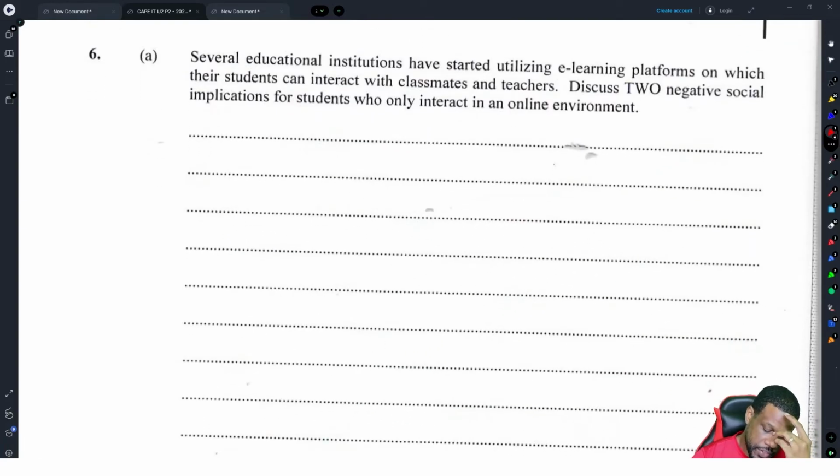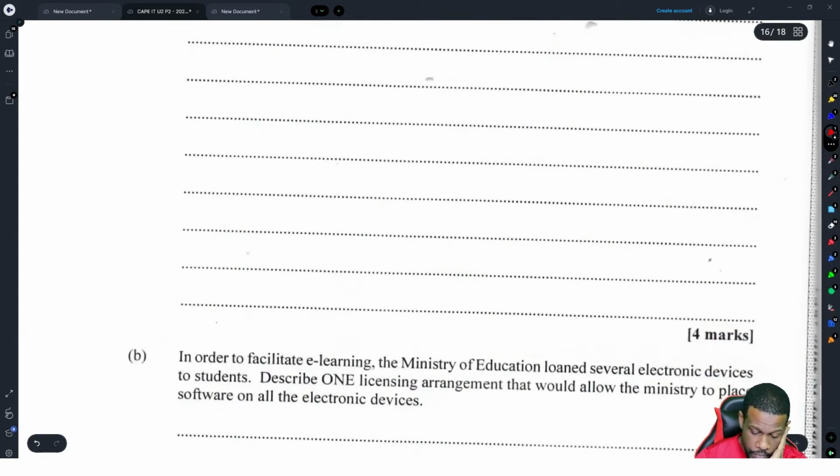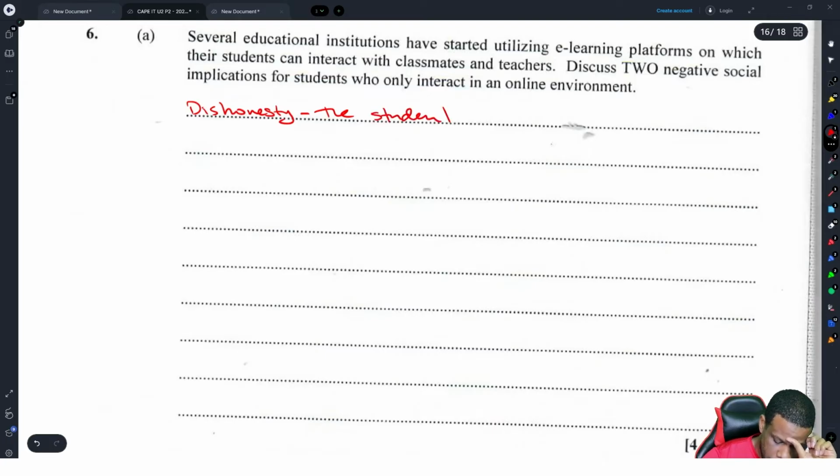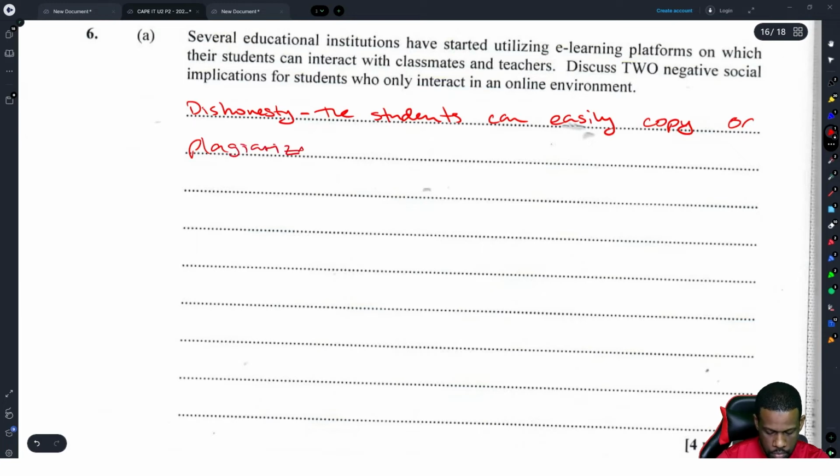Several educational institutions have started utilizing e-learning platforms on which their students can interact with classmates and teachers. Discuss two negative social implications for students who only interact in an online environment. Easily, dishonesty. The students can easily copy or plagiarize work and submit it.